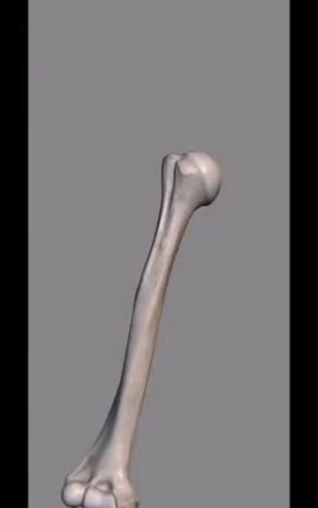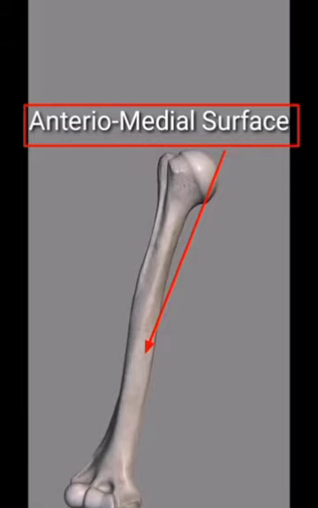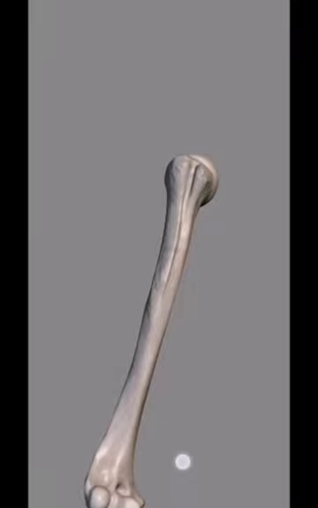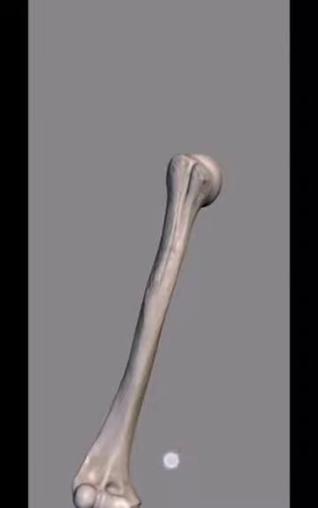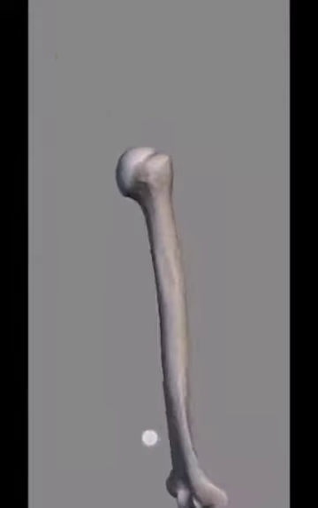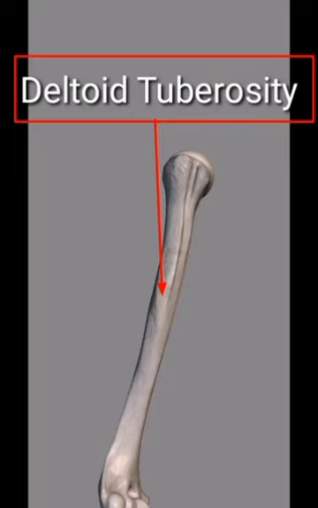Between the anterior border and the medial border, we have the anteromedial surface. Between the anterior border and the lateral border, we have the anterolateral surface. And between the medial border and lateral border, on the posterior side, we have the posterior surface. On the anterolateral surface, there is an important tuberosity that is called the deltoid tuberosity. The deltoid muscle is inserted over here.